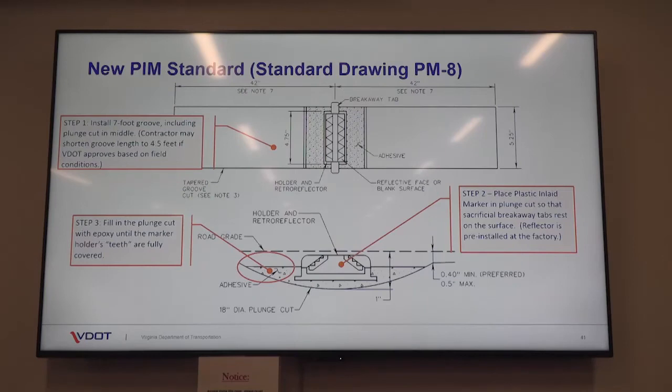So again, we're not going to get into all the details of how these are installed, but it is important to note that these require a much longer groove. So longitudinally, the groove that these are placed in are much longer. They're 84 inches, which is a lot longer than the old SRPMs. They can be reduced to as short as 54-inch grooves, though. That usually has to do with whether you're on a tight curve, for example, and it has more to do with the contractor and whether or not they can get those 84-inch long grooves.